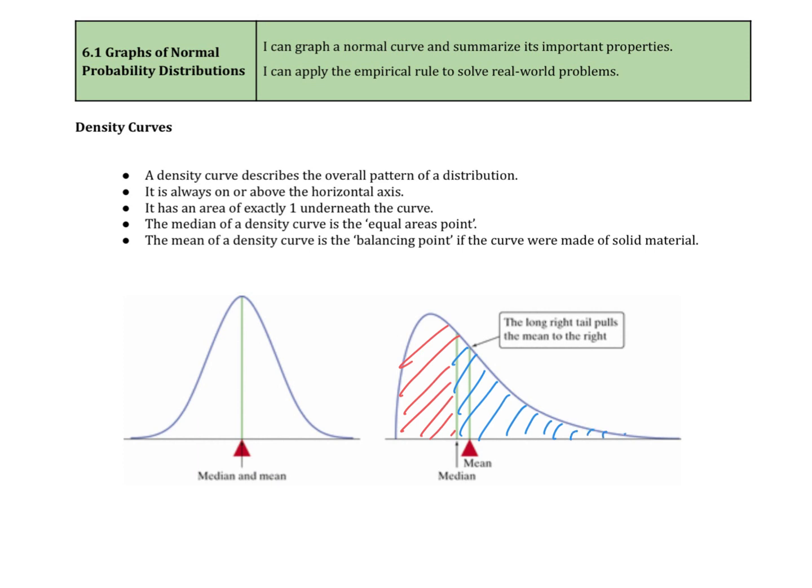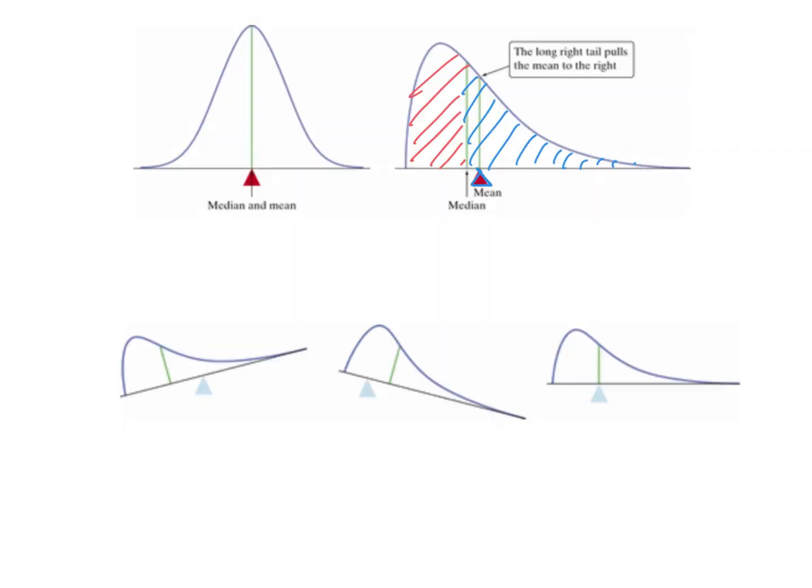The mean of a density curve is called the balancing point. If this curve were made out of sheet metal and you were to balance it, the mean is the point where it would balance. And here are some images to display that balancing point. So in this last one, you can see that the curve balances at the mean. And remember, the mean, or the population mean, is denoted mu.